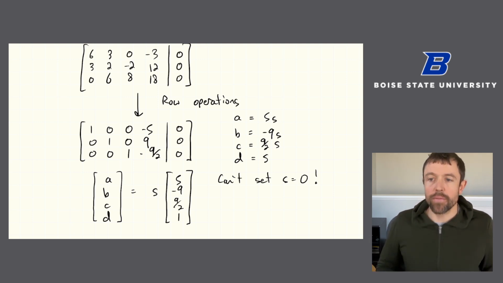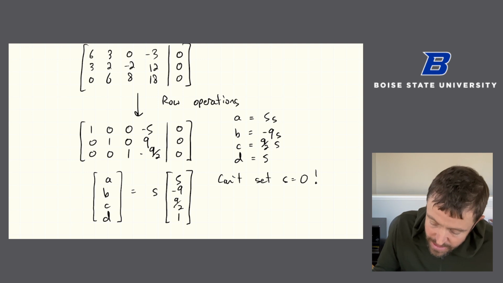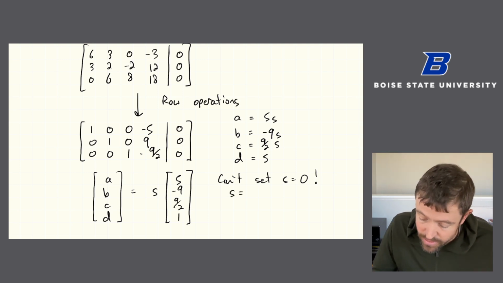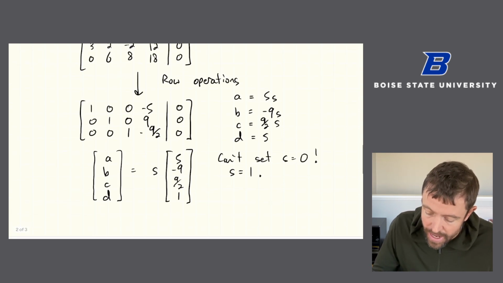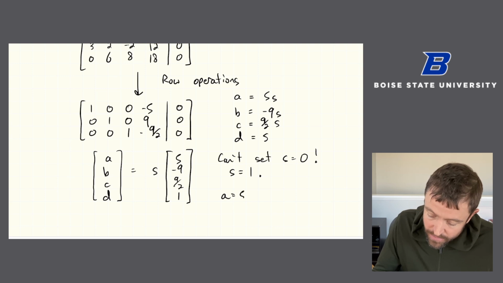So here actually what we want to do is set s equal to anything else. I'll choose s equals 1, because why not? And so now we have a is 5, b is minus 9, c is 9 halves, and d is 1.